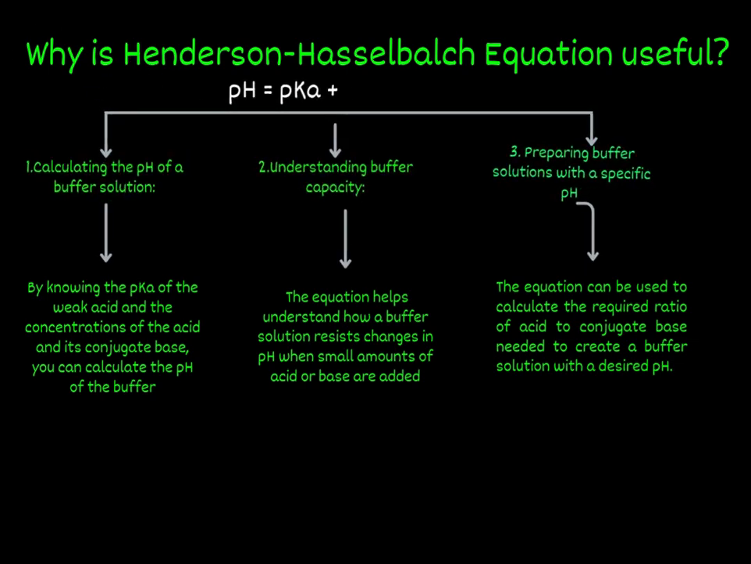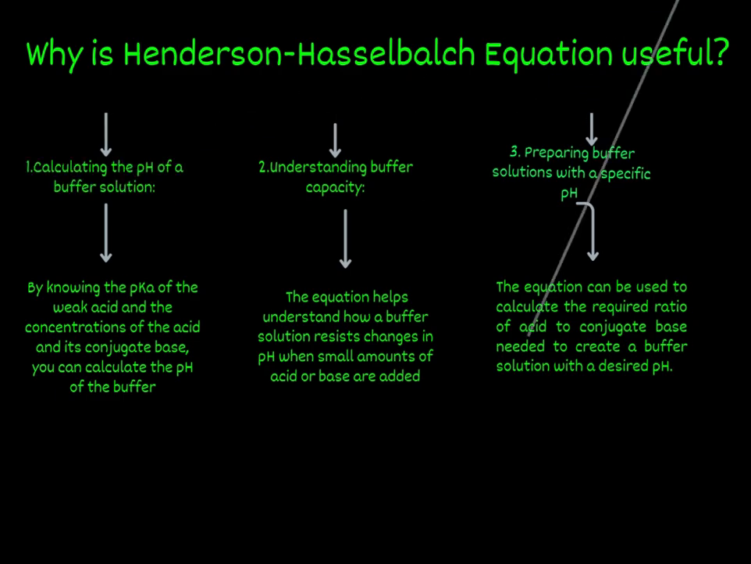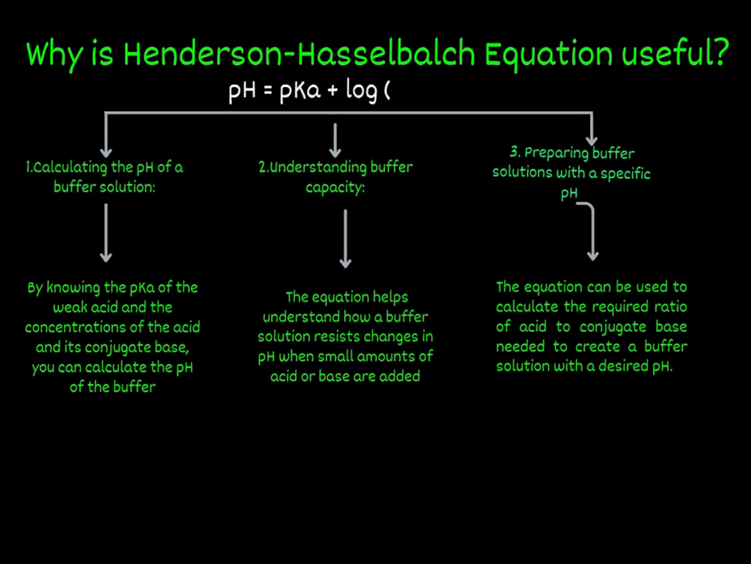Why does this matter? The Henderson-Hasselbalch equation shines when we're dealing with buffers. It helps in 1. Calculating the pH of a buffer solution. By knowing the pKa of the weak acid and the concentrations of the acid and its conjugate base, you can calculate the pH of the buffer. 2. Understanding buffer capacity. The equation helps understand how a buffer solution resists changes in pH when small amounts of acid or base are added. 3. Preparing buffer solutions with a specific pH. The equation can be used to calculate the required ratio of acid to conjugate base needed to create a buffer solution with a desired pH.